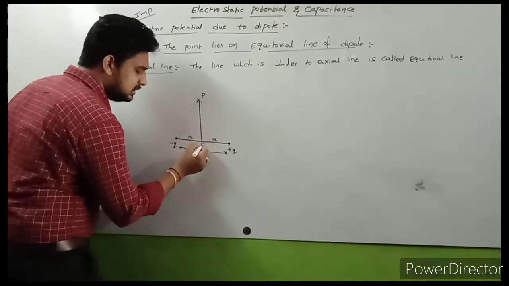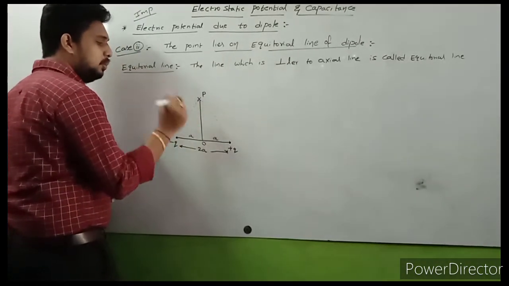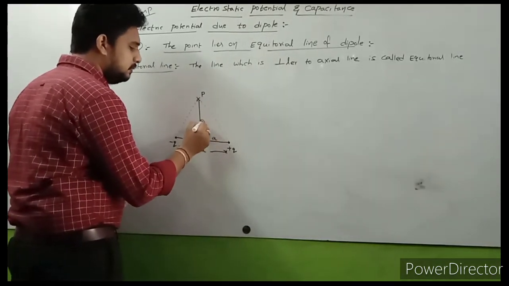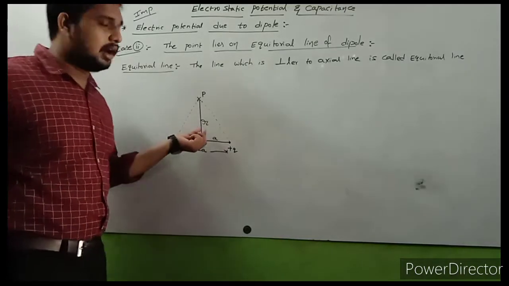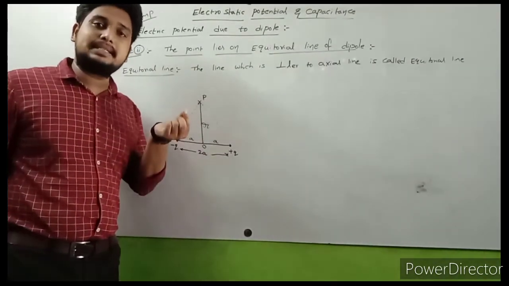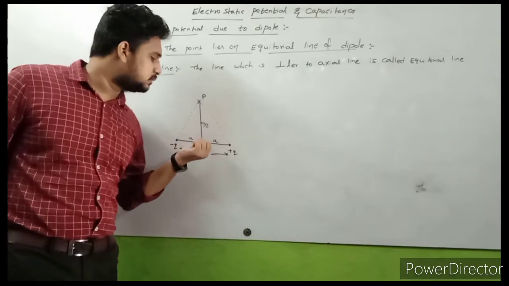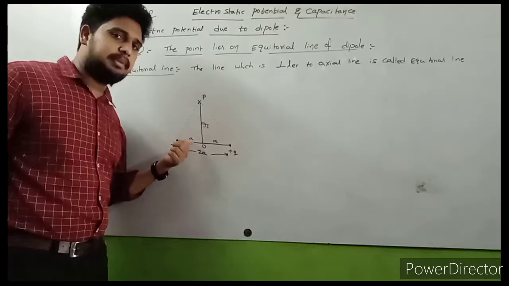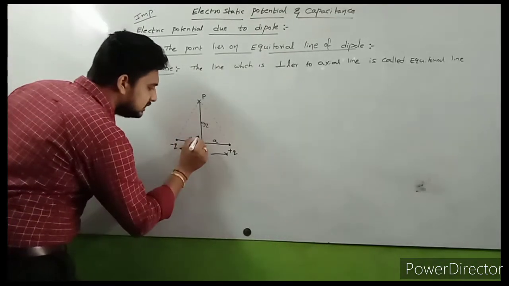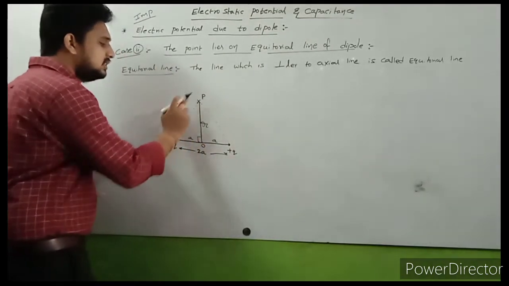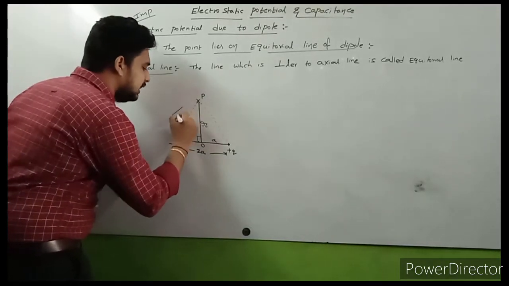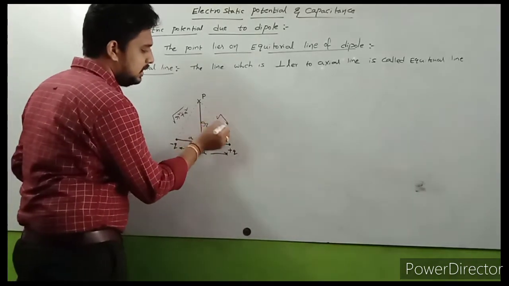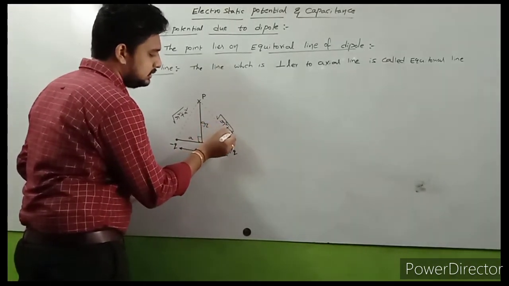You know that the distance from the center of dipole to the point is always considered r. In the previous axial line case also, we considered the distance from the center of dipole to the point as r. If it is r and this is a, then this is a right angled triangle, and definitely this is the hypotenuse. The hypotenuse will be square root of r square plus a square. Here also the same, square root of r square plus a square.